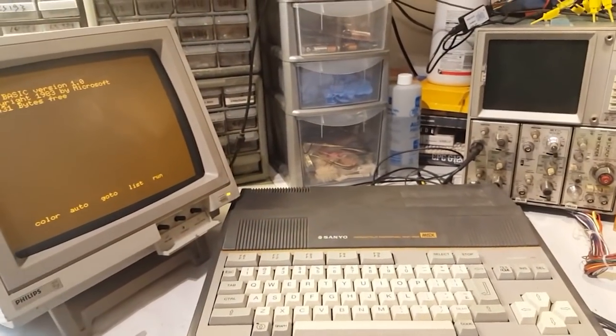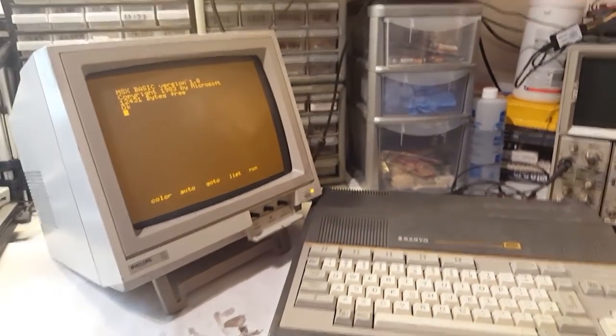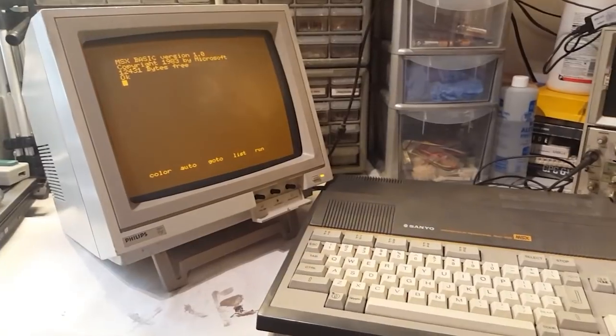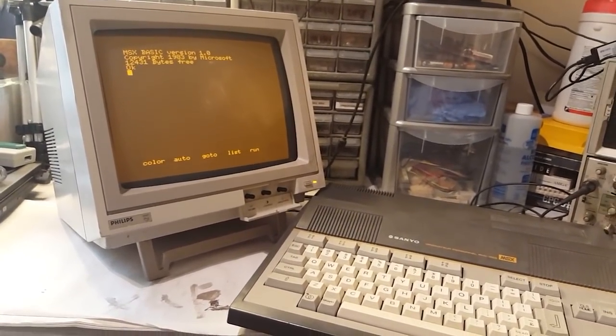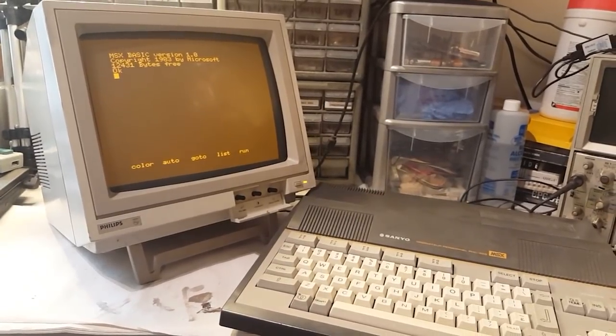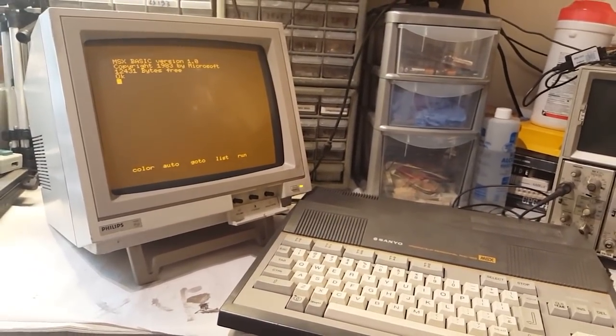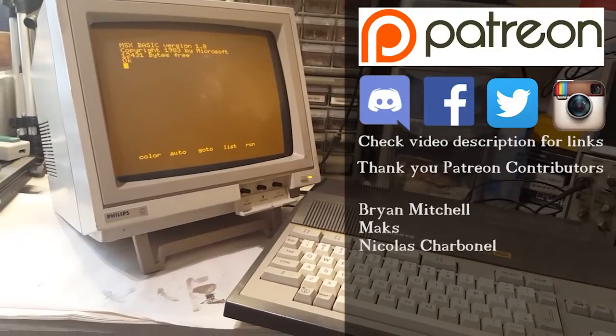Anyway, folks, this is the Philips Monitor 80 restoration. I hope this was interesting. I thought I would need to do some recapping here, that some of the caps were blown, but it seems to be working fine.